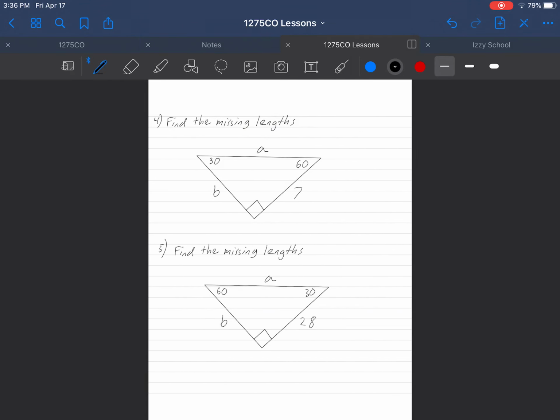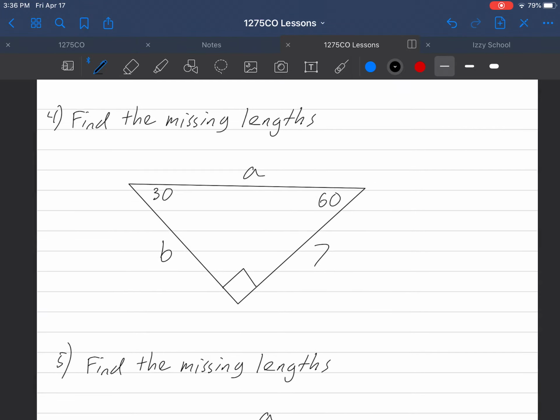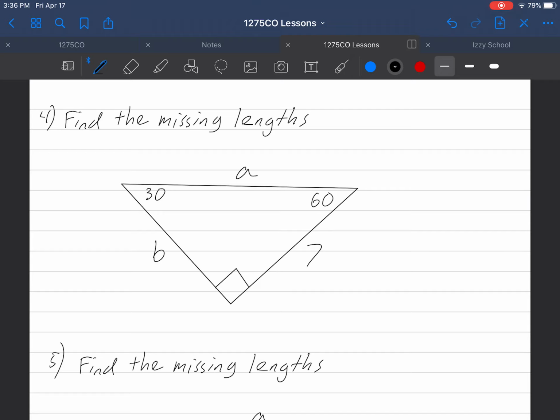Number 4, we're looking at the 30, 60, 90 right triangles now, right? There's 4 and 5, we have 2 of them. We'll start with number 4 first. As far as the 30, 60, 90 right triangles go, the easiest scenario will be to be able to identify what's called the short side. And that is the side opposite the 30-degree angle.